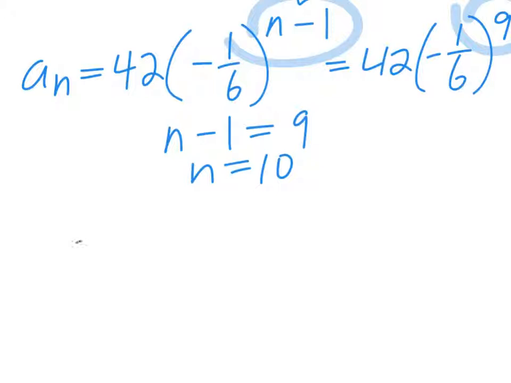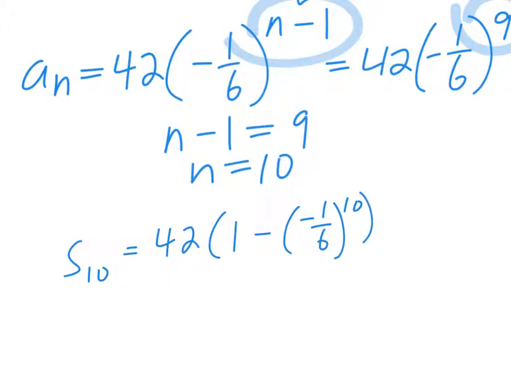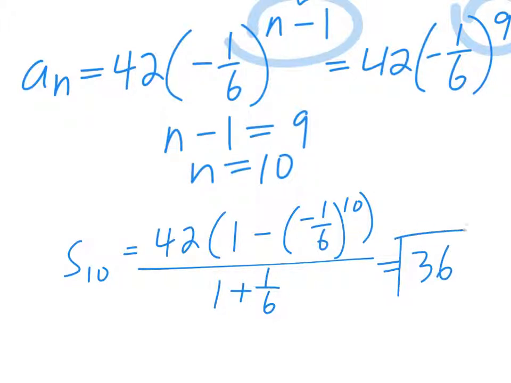All right, sum of 10 numbers: 42 times 1 minus the ratio to the nth term, over 1 minus the ratio. Make sure you do multiply this or solve that part first before you do 1 minus that. So the answer is about 36.